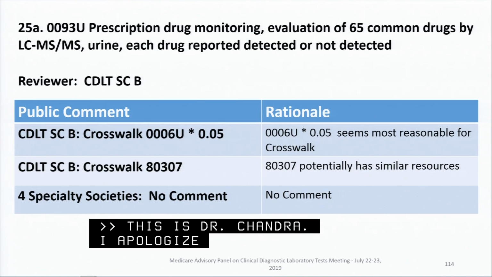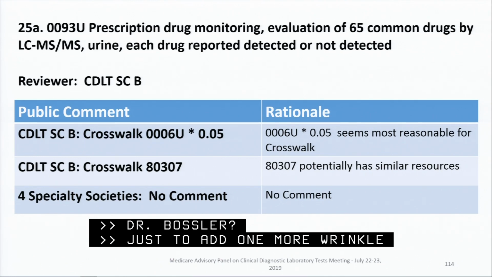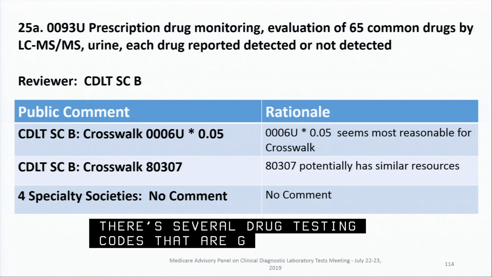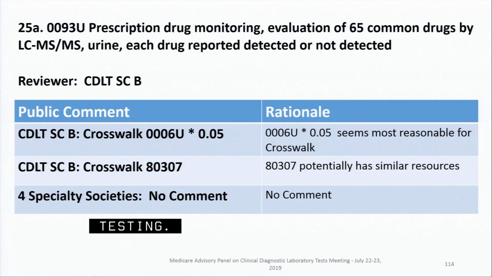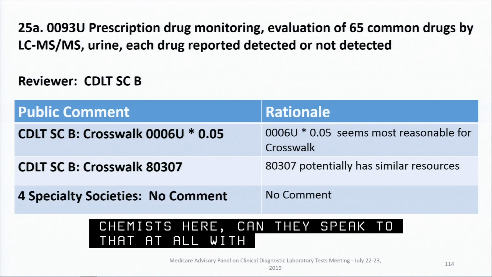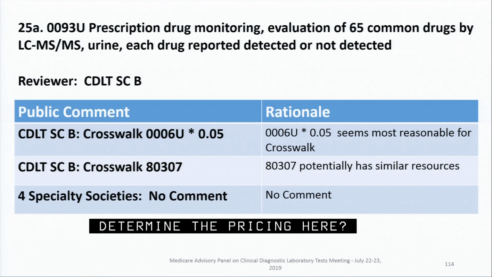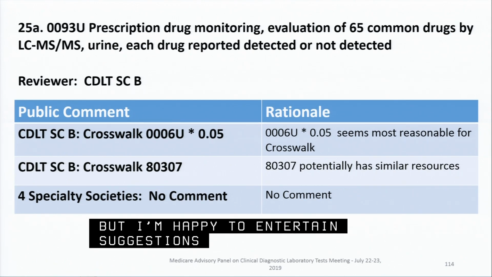Dr. Bossler? Yeah, so just to add one more wrinkle to this, there's several drug testing codes that are G codes that were developed by CMS in response to some of the multi-analyte drug testing. Did any of the subcommittee consider those, or any of the chemists here, can they speak to that at all, with whether that would help us in trying to determine the pricing here? We did not consider those, but I'm happy to entertain suggestions from those with chemistry and specific expertise and background.